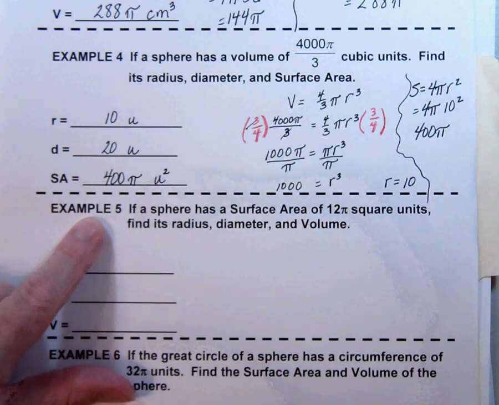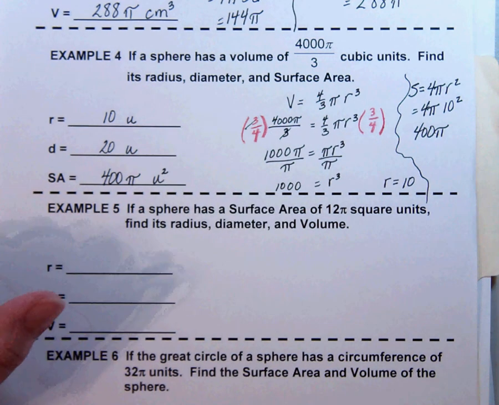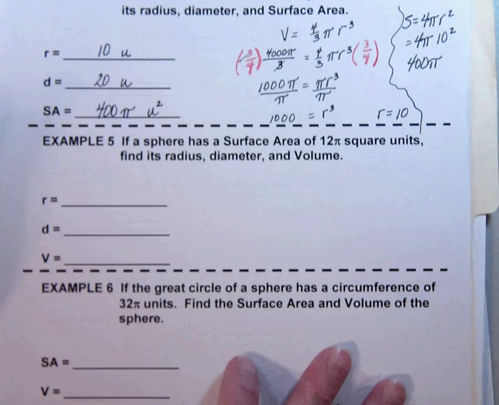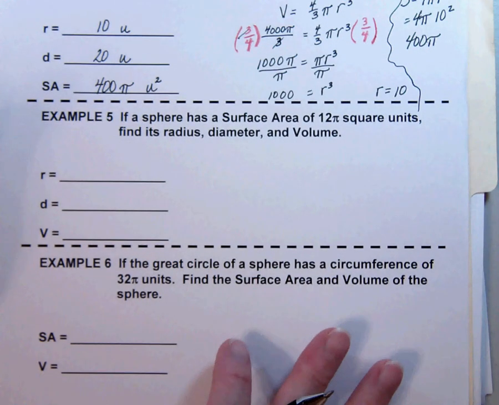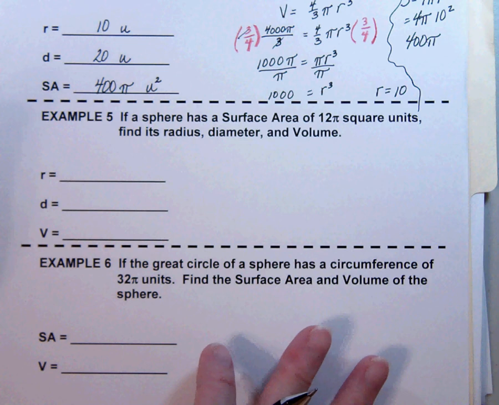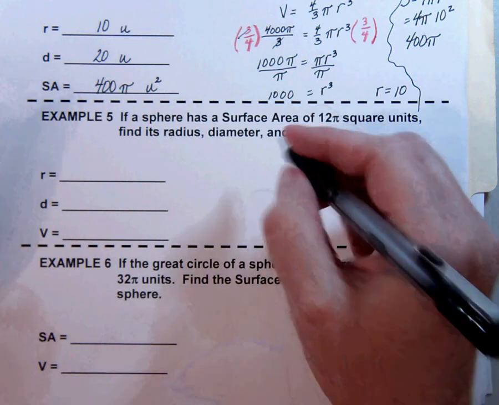Square units for area. Alright, going to example 5. If the sphere has a surface area of 12 pi square units, find the radius, diameter, and volume. So this one's giving us area and wanting volume. So start with what you know.